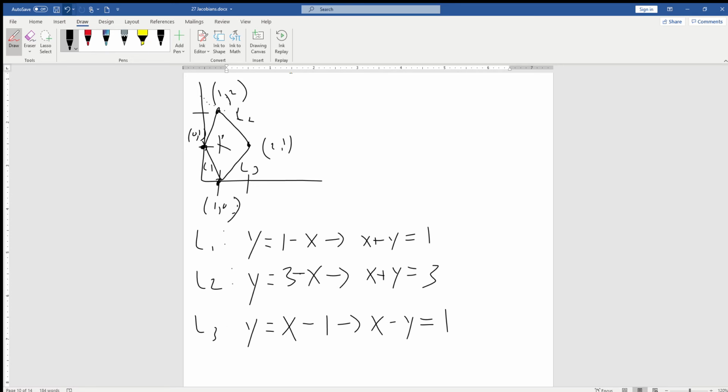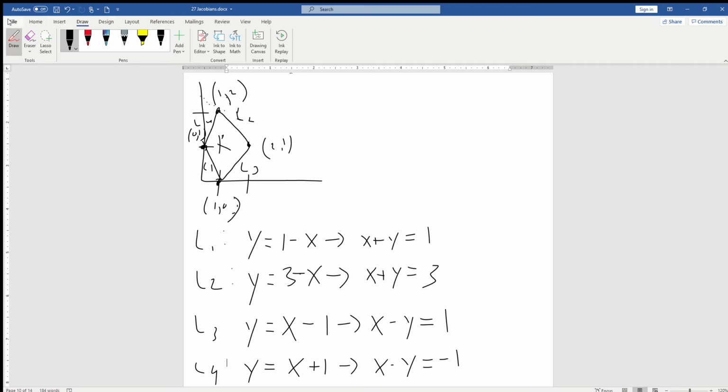And then finally for line 4, we can define, and I'm going to call it this line, line 4. We could say that y is going to be equal to x plus 1 in this case. Again, if you don't believe me, just substitute the points back in. Or we could just say that x minus y is going to be equal to negative 1. So those should be our 4 lines that we're looking at.